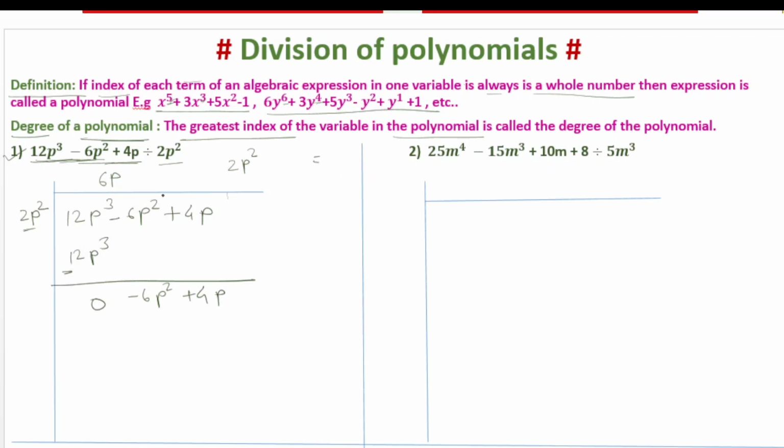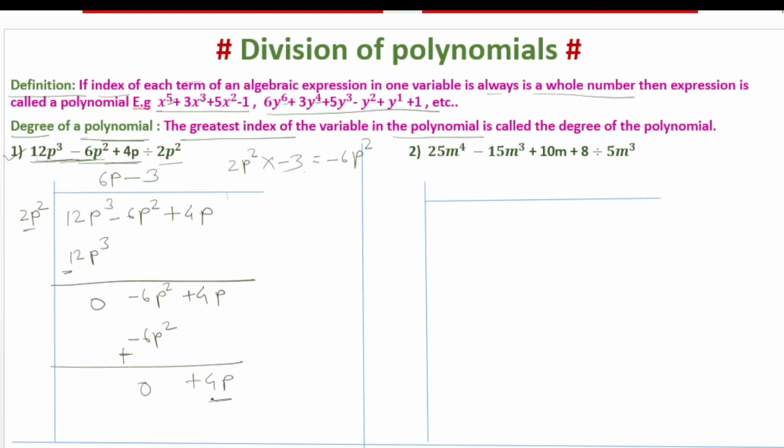Next we want to get minus 6p square. By which term do we multiply 2p square to get minus 6p square? Obviously minus 3, since minus 3 into 2p square gives minus 6p square. The next quotient is minus 3. Subtracting minus 6p square gives 0, and we are left with 4p.